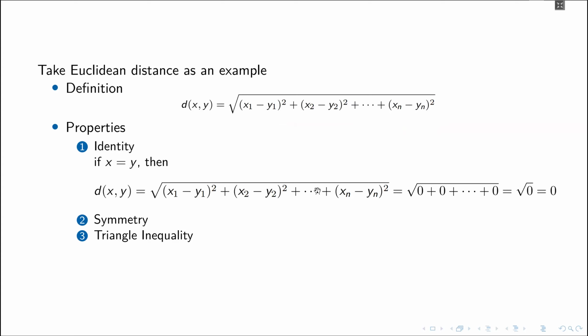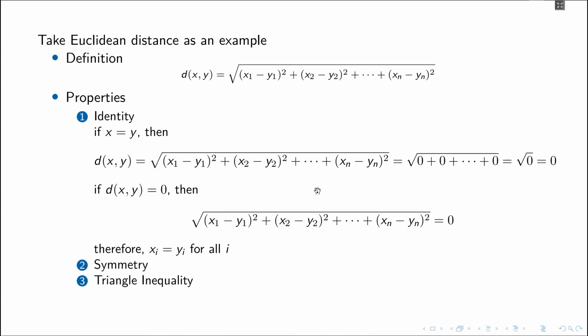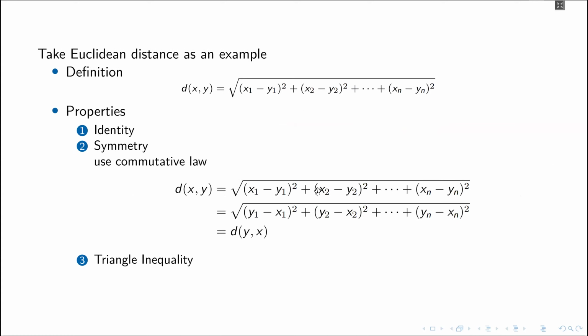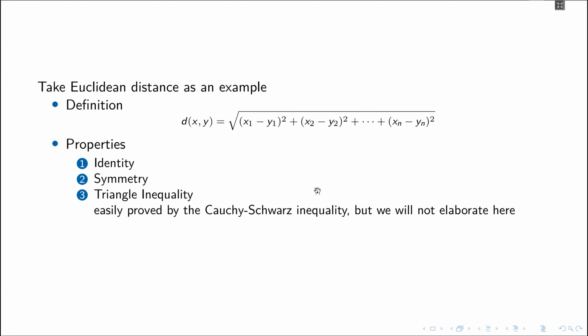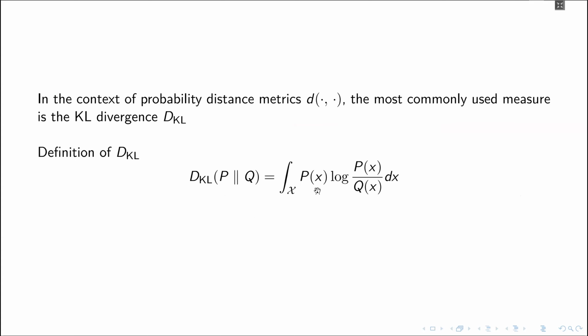The first one is identity. If x is equal to y, then the distance is equal to 0. If the distance is equal to 0, then x is equal to y. And the symmetry and the triangle inequality can be proved by the Cauchy-Schwarz inequality, but we will not elaborate here. And this is a distance. This Euclidean distance is mostly used in some other metrics like gradient, but it cannot be applied for probability distance metrics. Actually, the most commonly used distance is KL divergence.